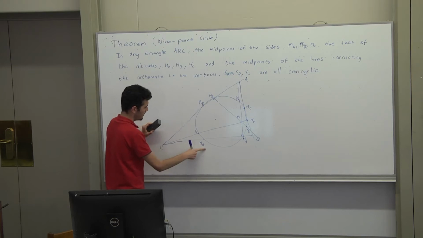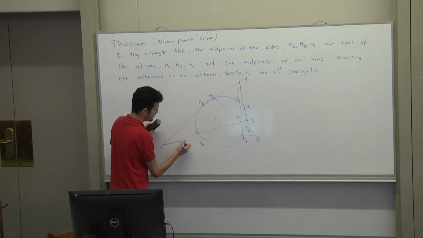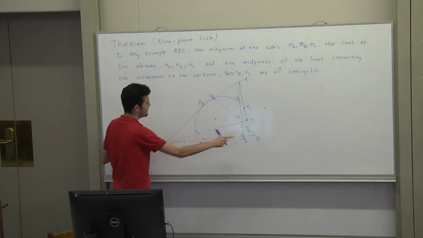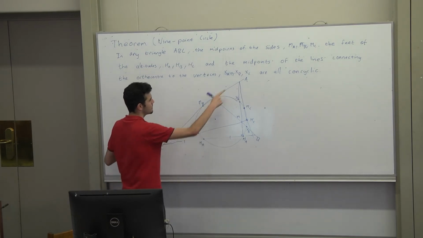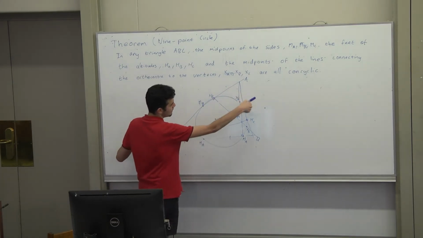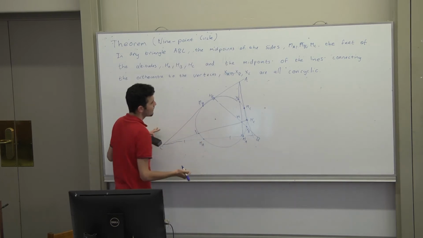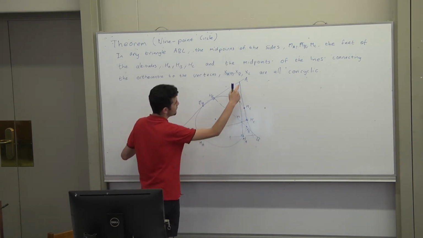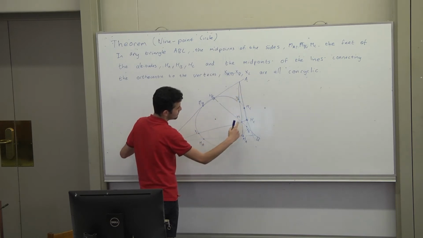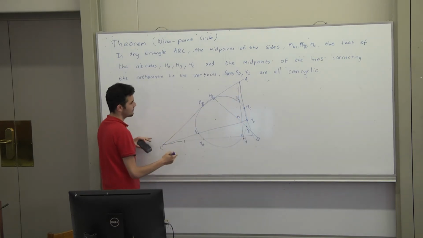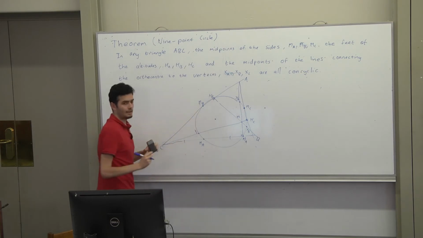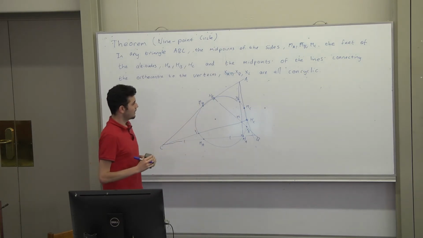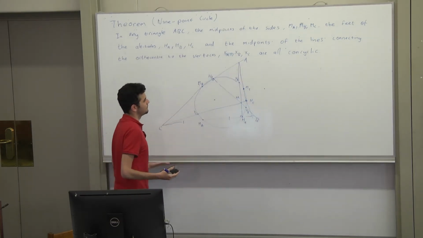And if you write the midpoints of the sides, so MA is the midpoint of BC, MB is the midpoint of AC, and MC is the midpoint of AB. Then, and also finally the midpoints of the lines AH, BH, and CH. All those 9 points lie on a single circle. And we are going to prove this right now.